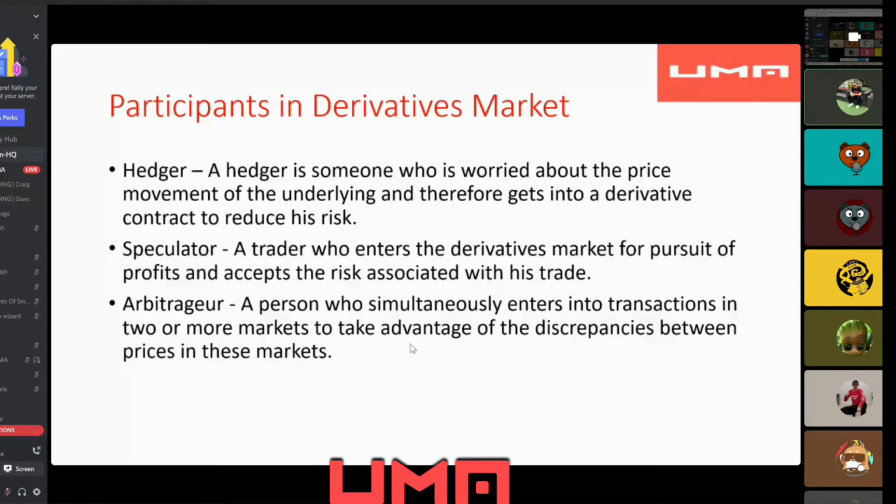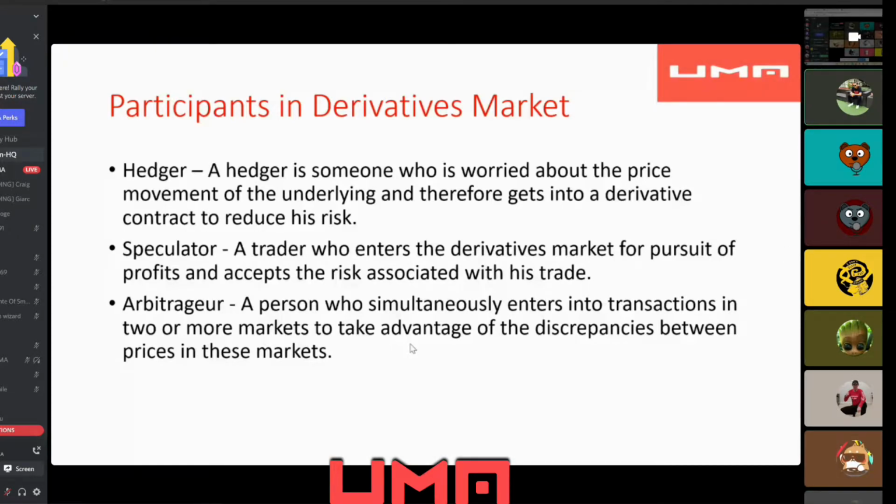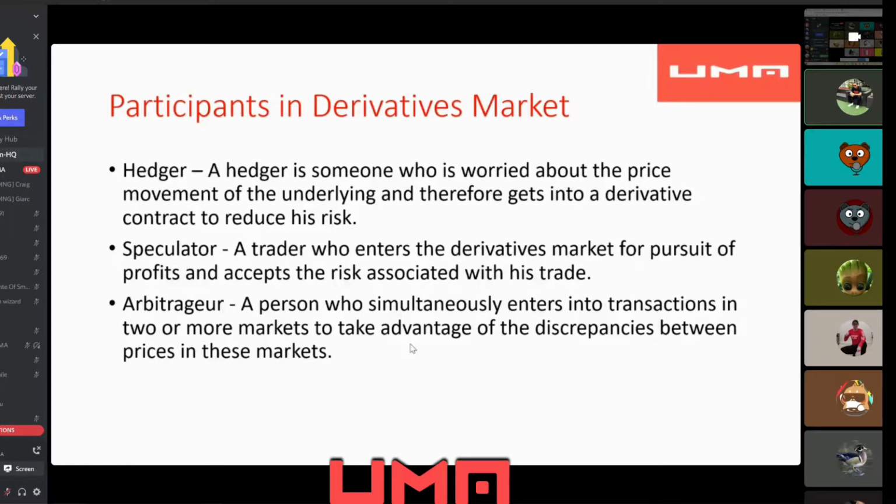Are you guys aware of how someone hedges his position, or anything about that? Anyone? That would be your farmer who wants to hedge against the cost of their wheat, for example. Awesome, yeah, that's a good example. I'll be speaking about this example more in the coming slides. Yeah, that's a good one.